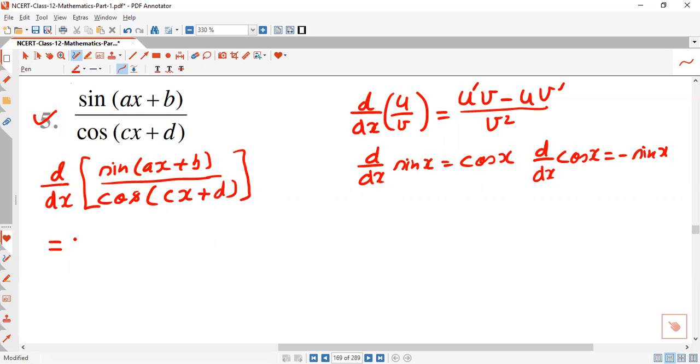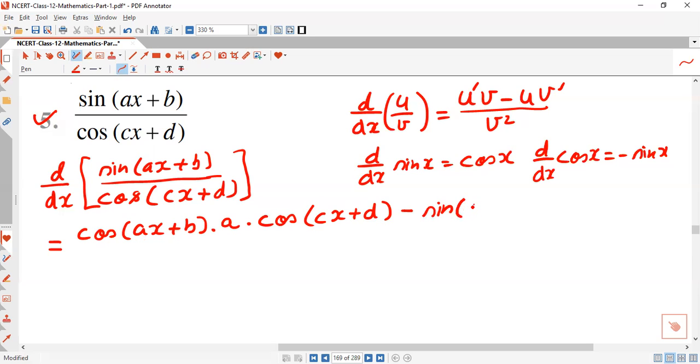We will use the formula here. So u dash comes out what? Differentiation of sin(ax + b) comes out by using this formula: cos(ax + b). And now see, this is not x. So ax + b is not the x. We will differentiate this again, so we are getting a, into v. V is here cos(cx + d), minus u, sin(ax + b).